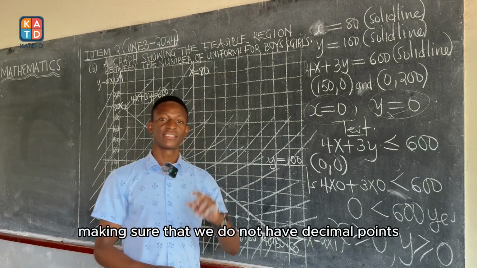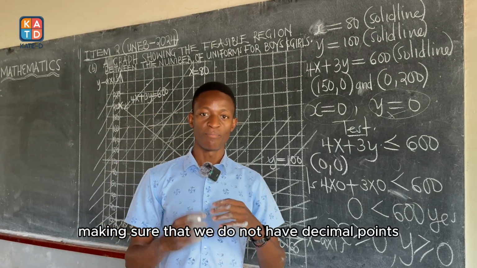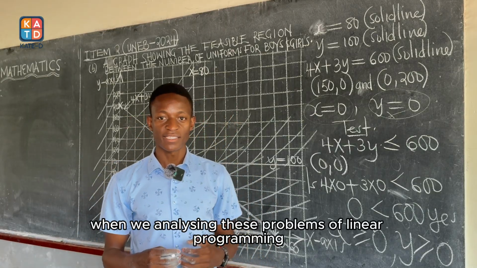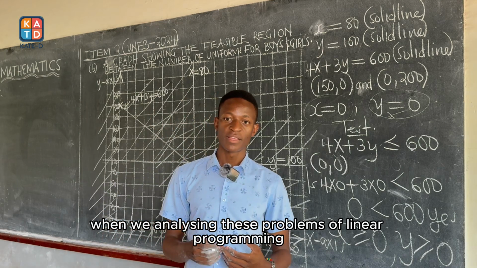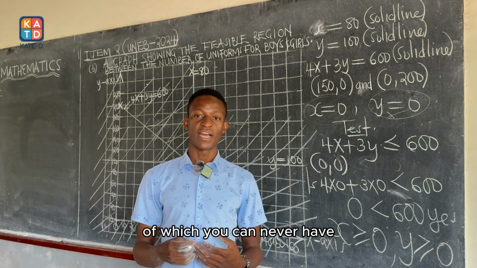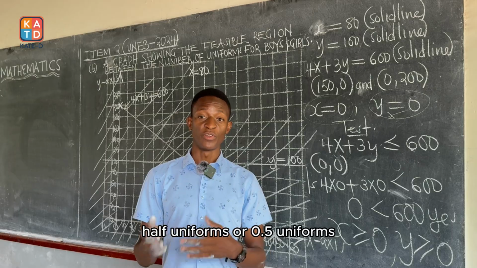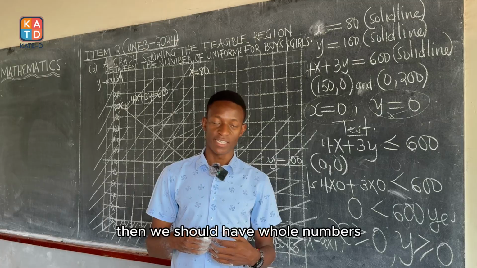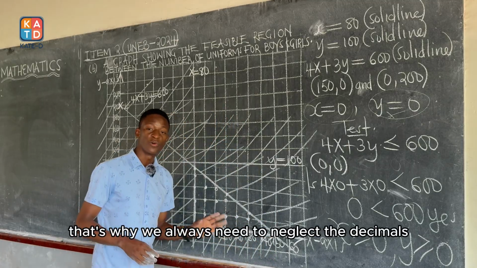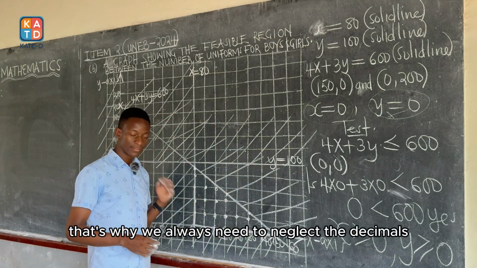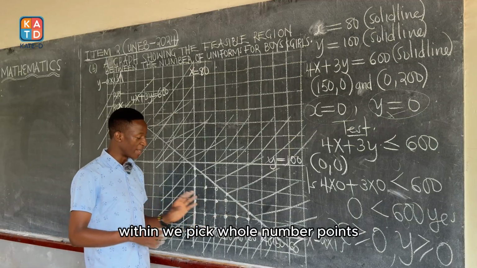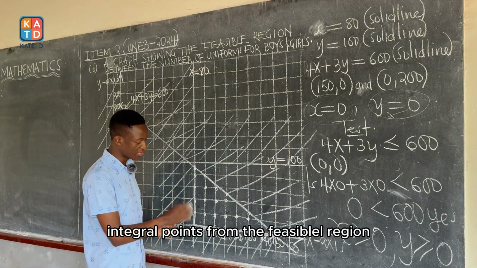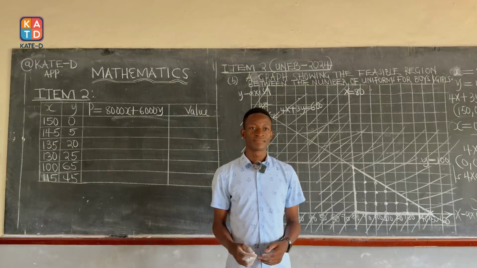making sure that we do not have decimal points, because when we are analyzing these problems of linear programming, they are real life situations of which you can never have half uniforms or 0.5 uniforms. So we should have whole numbers. That's why we always need to neglect the decimals within. We pick whole number points, integral points from the feasible region.